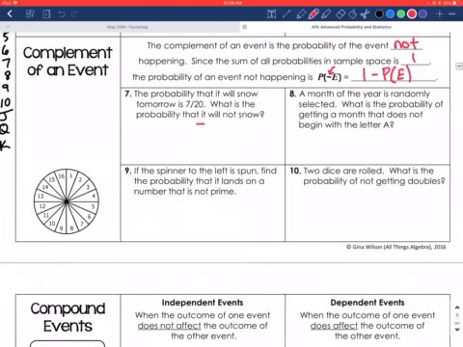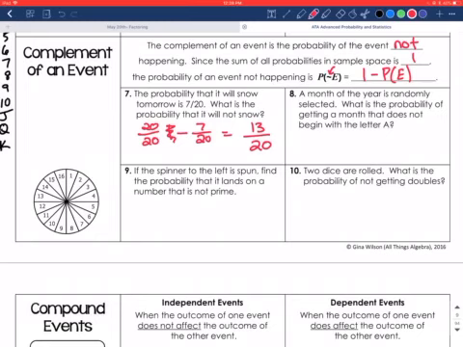Okay, so the probability that it will snow tomorrow is 7 out of 20. So that's the probability that it does snow. The probability that it doesn't, we're just going to subtract from 1. So that would be 20 out of 20. You see how 20 out of 20 is the total possibilities, or the total probability. So it will be 1. And then you just subtract 7 from that, and that will give you 13 out of 20.